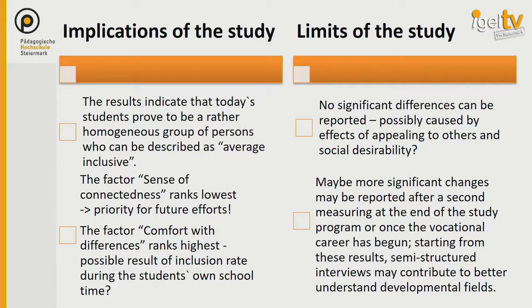And then another possible cause is that the comfort for differences factor ranks highest. Every 10th student who was enrolled in this study had already attended an inclusive classroom themselves. So they know what it is. They grew up with a very heterogeneous group of peers. So this factor ranks really high, whereas interestingly, the factor sense of connectedness ranks lowest.